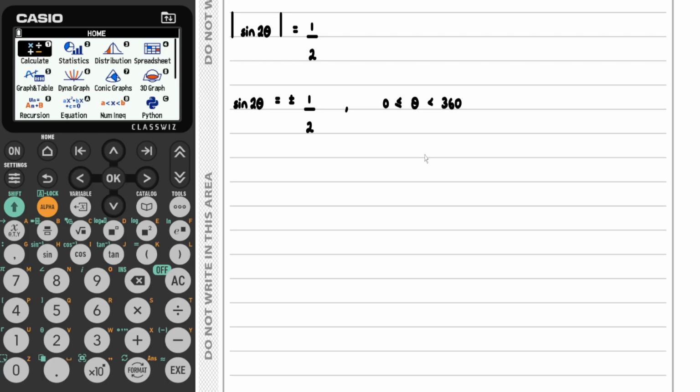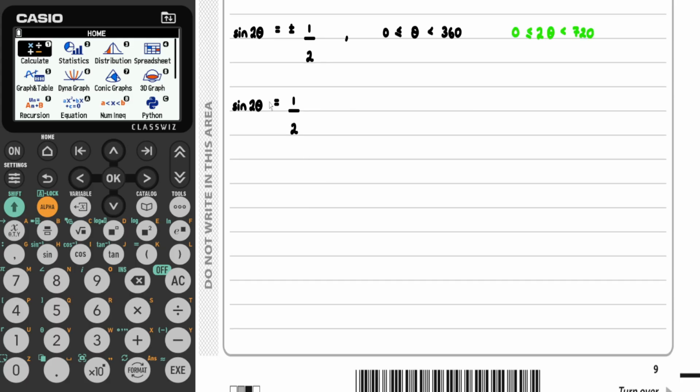Let's change the domain. So we've got 0 less than or equal to 2θ, which is less than 720. So we've got sin 2θ equaling 1/2. Let's solve this. Well, 2θ will equal the inverse sine of 1/2, which is 30, and the next value will be 180 take away 30, which is 150.